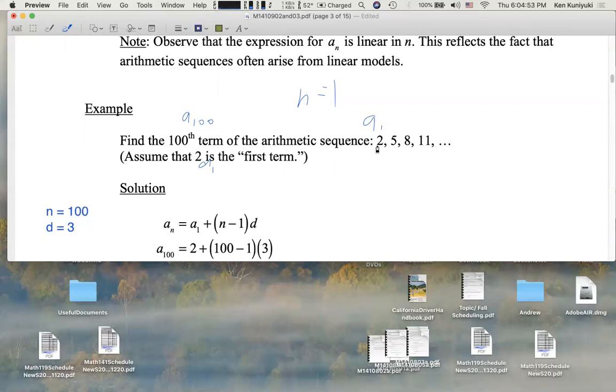It's pretty straightforward here. You're adding 3 as your common difference to get each new term. So a sub 1 is 2. That's the first term. D is 3. I care about the 100th term, so we have a sub 100, n equals 100, right?